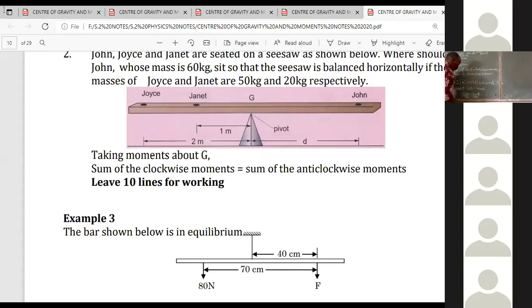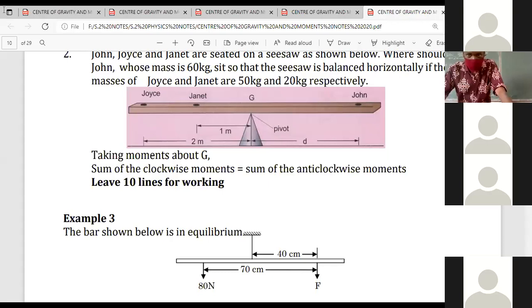Okay. So John has to sit 2 meters away from the pivot in order to balance the other two people, Joyce and Janet. Is that clear? Yes. And it's on the opposite side of the pivot, balancing these two on this side. So can we go to the next example?